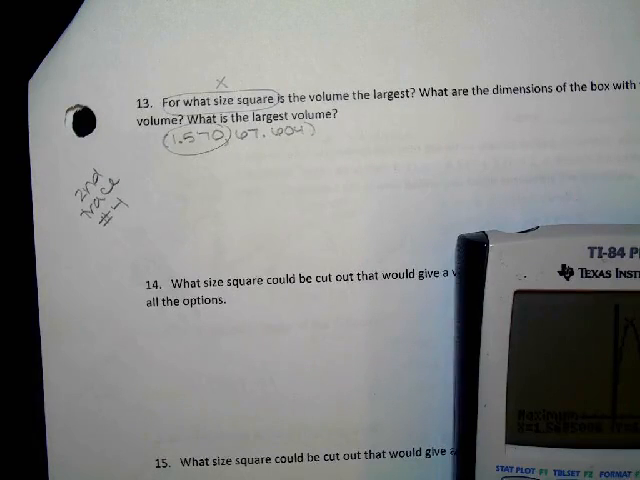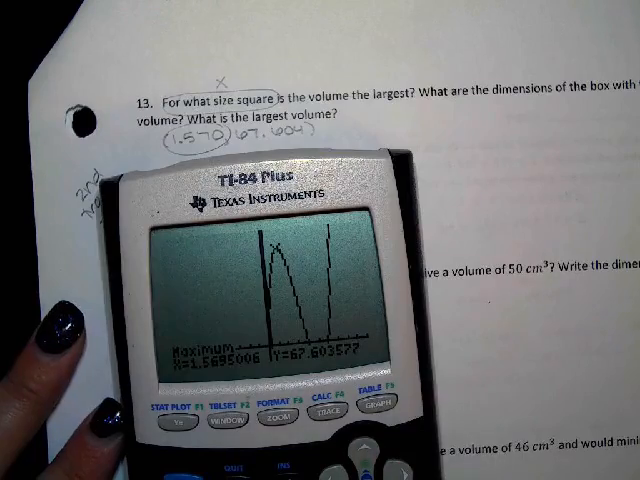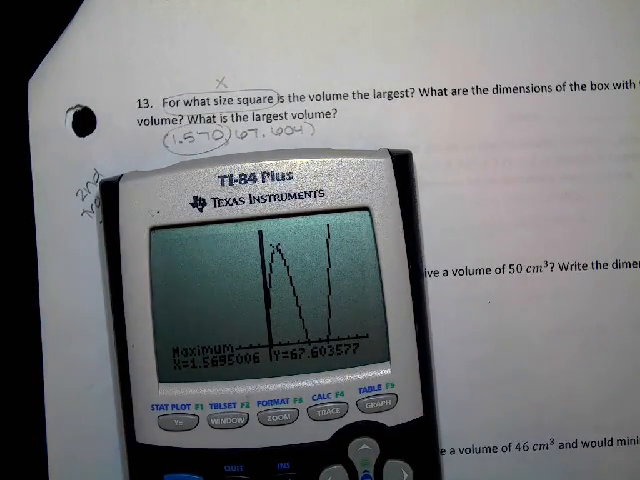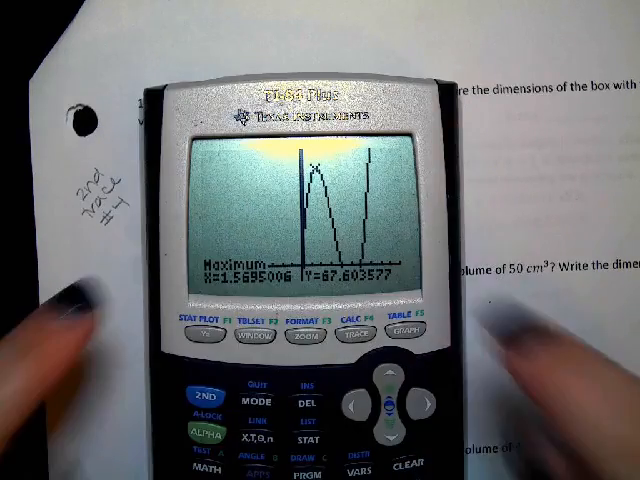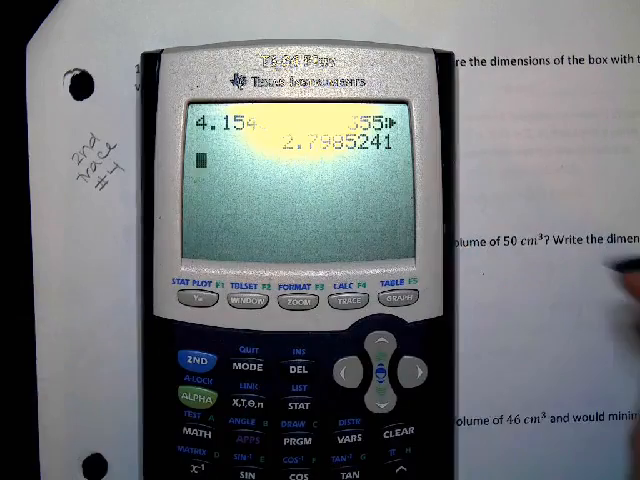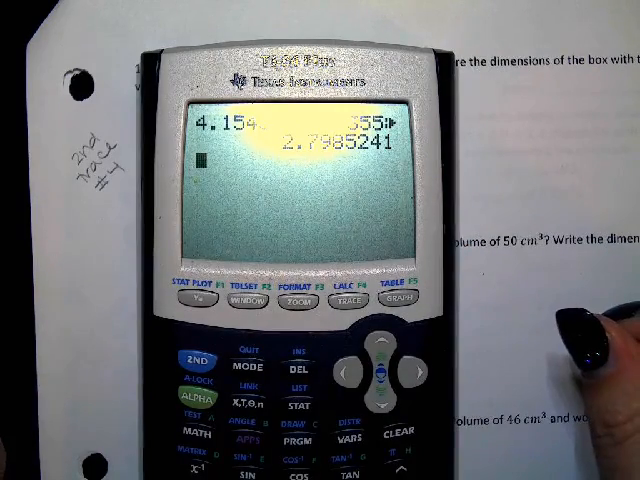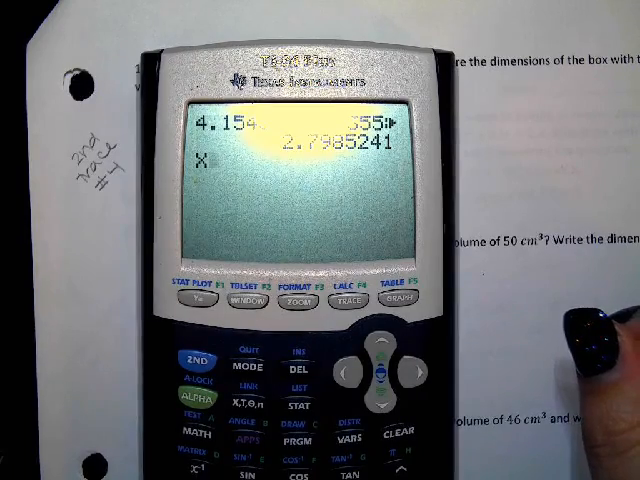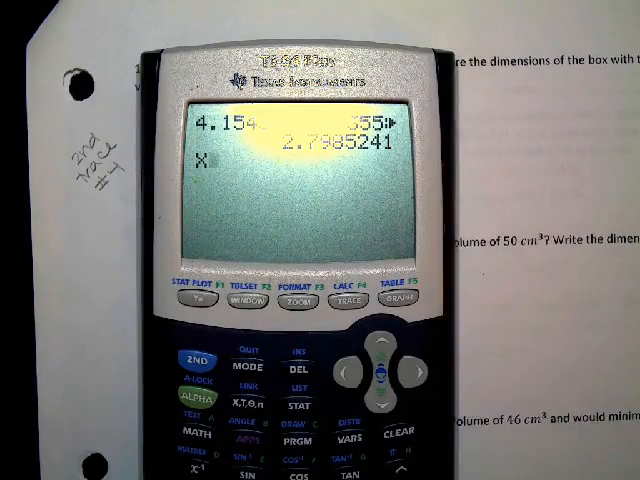So what I'm going to do from this screen, I want you to hit second quit. Hit second quit. Now hit the X button and press enter. Everybody should be doing that on your calculators. What happened? That's the X value. So we had it on the screen. Hit second quit, and then just hit X.